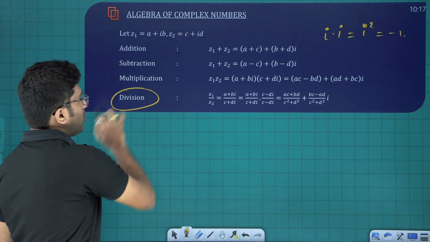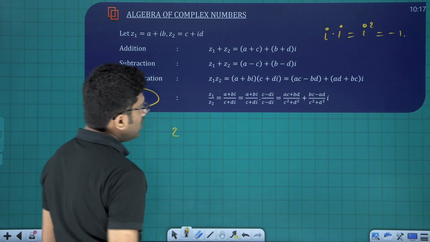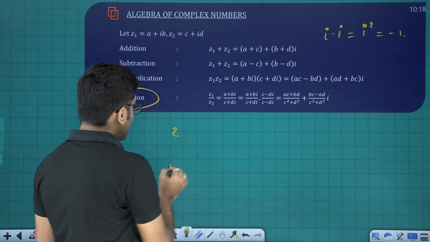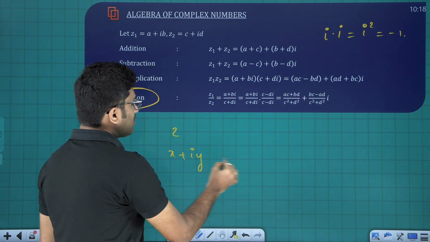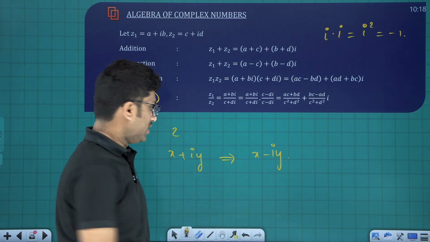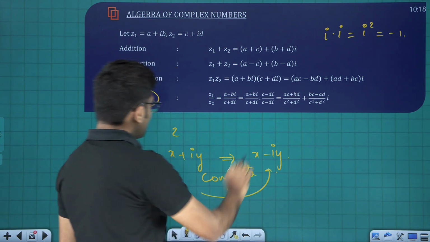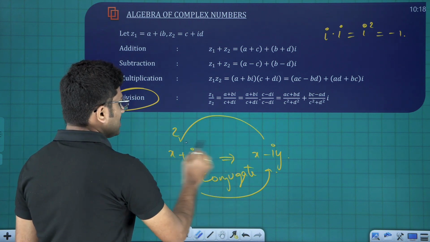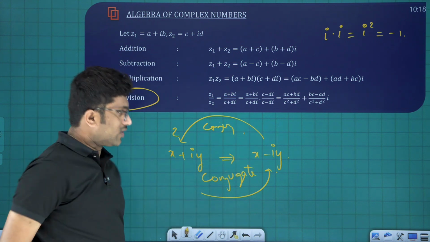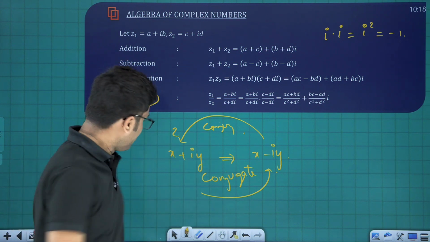Now coming to division of complex numbers, we won't divide a complex number by another complex number directly. Instead what we do, we multiply and divide with the conjugate of the denominator. What do you mean by the conjugate of the denominator? So for any complex number x plus iy, x minus iy is called its conjugate. For every complex number x plus iy, the conjugate is x minus iy, and for x minus iy, the conjugate will be x plus iy, vice versa.